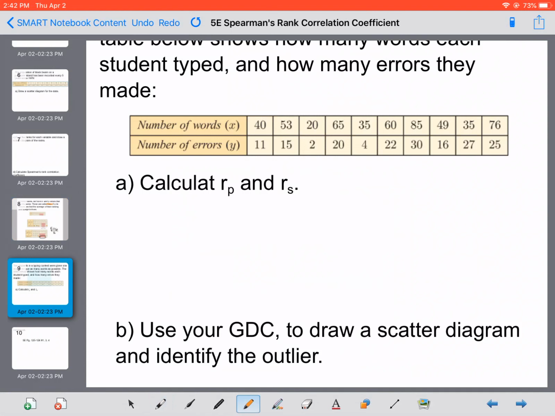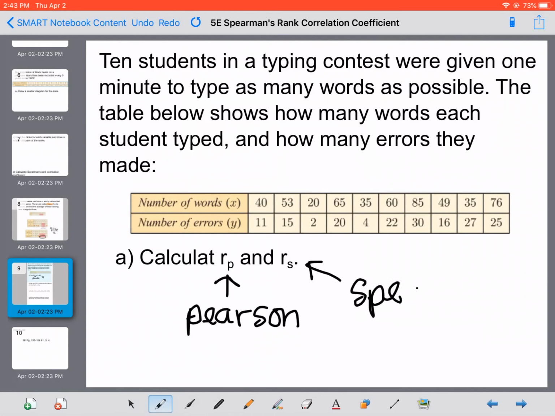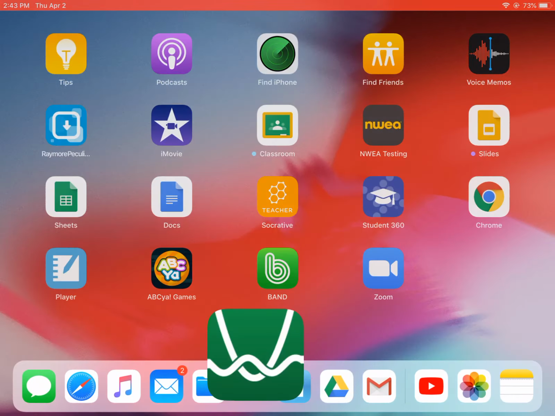So let's look at our example here. We have 10 students in a typing contest, and they're given a minute to type as many words as possible. We identify how many words they typed and how many errors they had. I'm going to go to Desmos. It's saying to calculate R sub P and R sub S. R sub P is our Pearson correlation, so this is before the ranking. And this one is our Spearman, so this is what we get after we rank them and use the ranks. That's the difference between those two right there, and it's asking us to calculate both of them. So let's go to our Desmos and plot those points here.